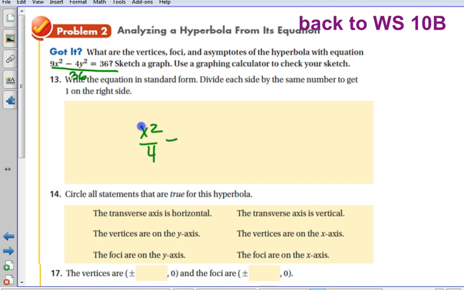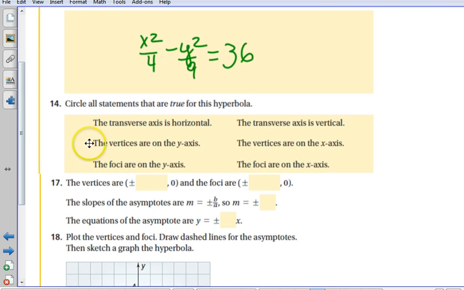X squared over 4 minus y squared over 9 equals 36. Okay, circle all the true statements. What's true? Transverse axis goes which way? Transverse axis means the one that goes through the vertices. Is it a horizontal or vertical hyperbola? Oh, equals 1, yes. I'm sorry. Yes, thank you. It equals 1 there.